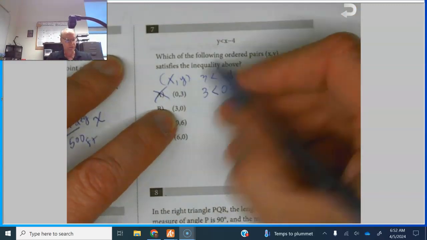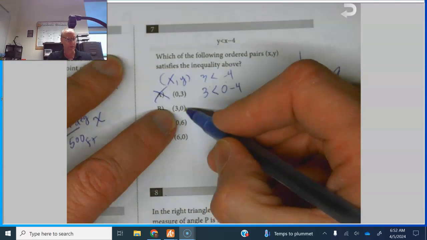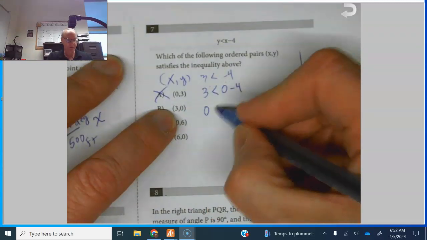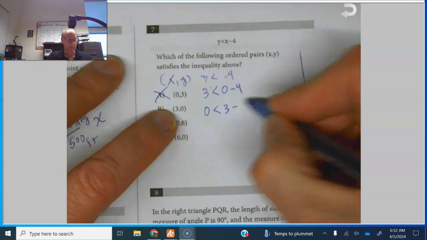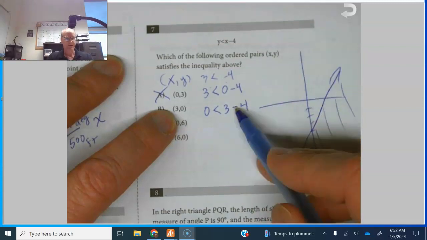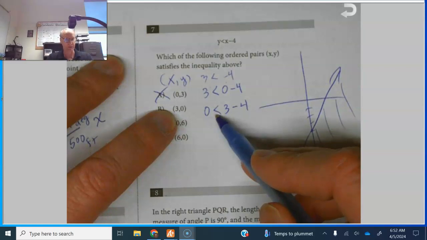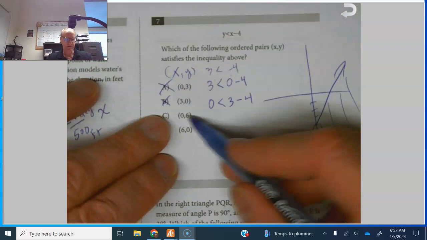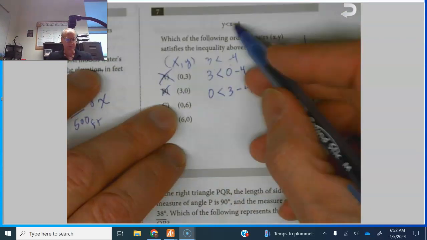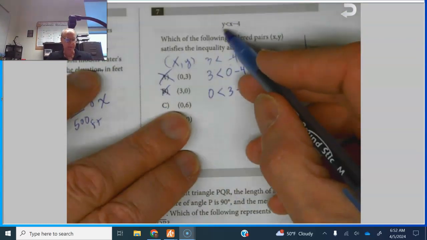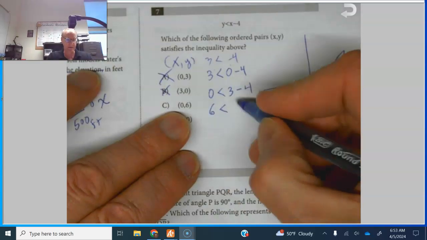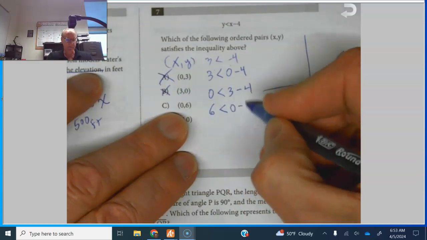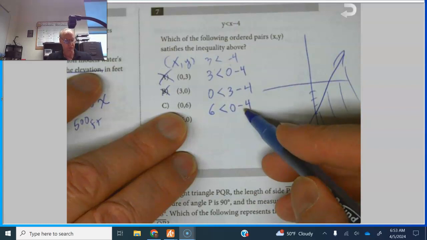3, 0. Again, I'm going to put the 3 as the x this time, and the y is the 0. So is 0 greater than 3 minus 4? Is negative 1 greater than 0? And that's not true either. And 0, 6, let's see. 0 is the x and 6 is the y. So 6 is less than 0 minus 4. And of course, this is not true.